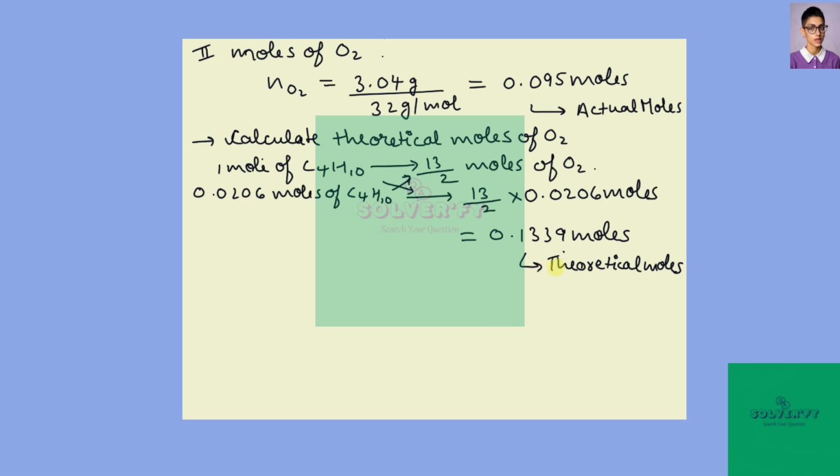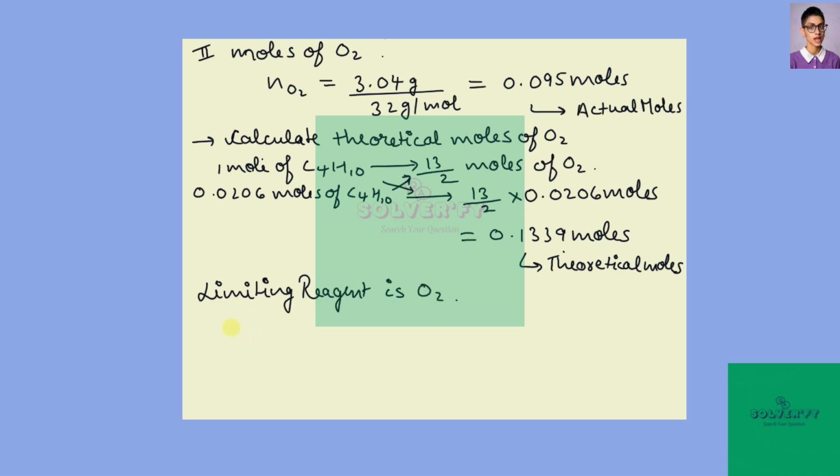As we can see, the theoretical moles is comparatively more than the actual moles which is present. So here we can conclude that the limiting reagent is the oxygen, because we have a lesser amount than the theoretical moles of oxygen. So the amount of H2O production will depend on the oxygen.